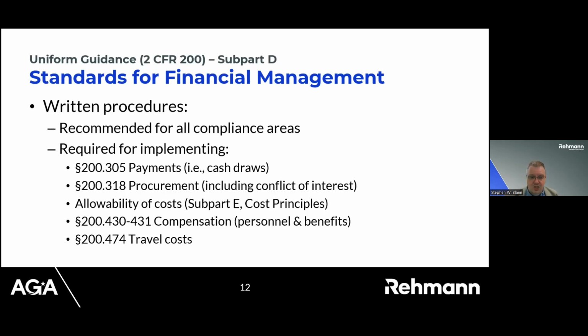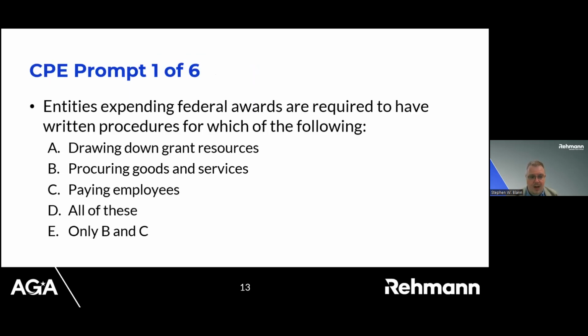So let's take a minute and check in on our CPE prompt. This is the first of our 6 prompts. Honestly, it doesn't matter if you get the question right or wrong, just that you answer. We want to know that you're still here and awake, or at least faking it well. So our question is, entities that expend federal awards are required to have written policies and procedures over which of the following? Is it drawing down grant resources? Is it procuring goods and services? Is it paying employees? Is it all of those, or is it just items B and C? Go ahead and lock in your answer.